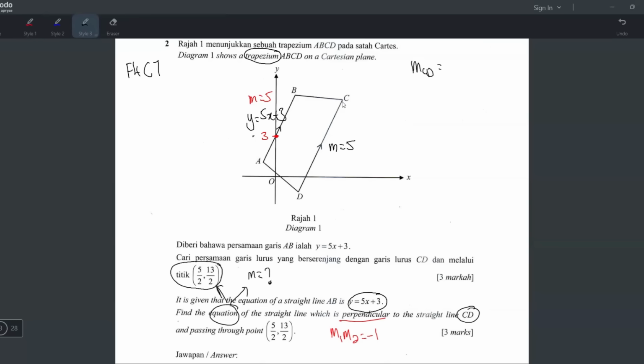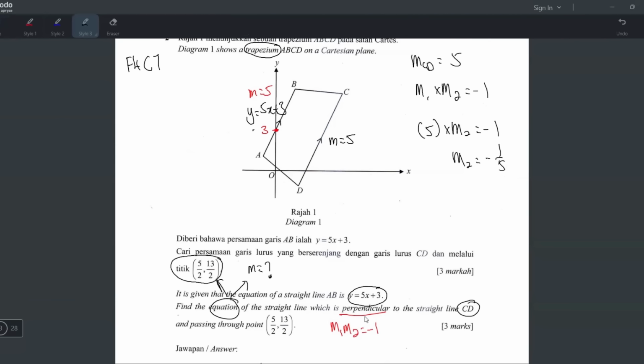Alright, how to find the gradient of CD? Well, it's already there. It's 5. And where does this 5 come from? It comes from the gradient AB, because just now I labelled it already. AB gradient is 5 and they are parallel, that's why it's the same. So now you can use the formula m1 times m2 equals -1. For the gradient CD, you substitute the 5 into m1. And then you are trying to find m2, right? So it's -1/5.